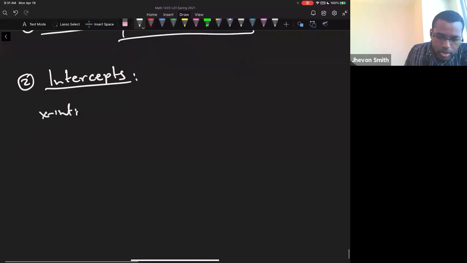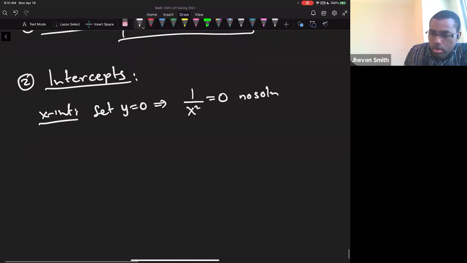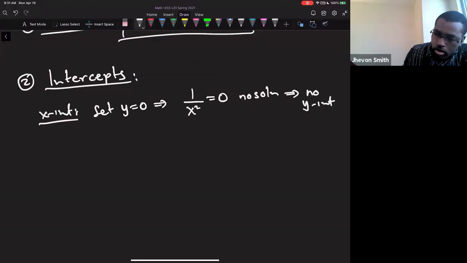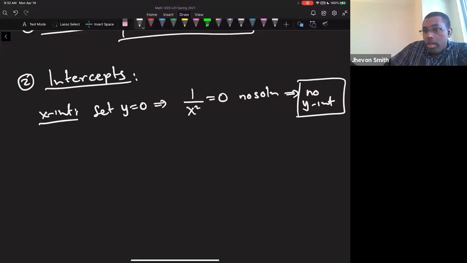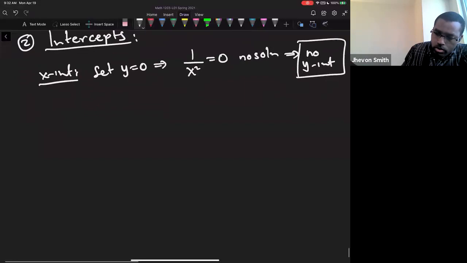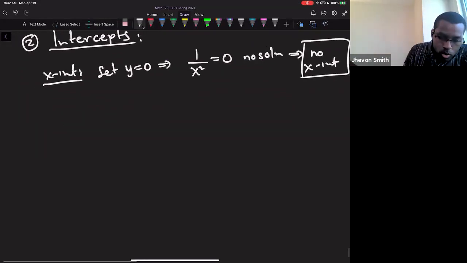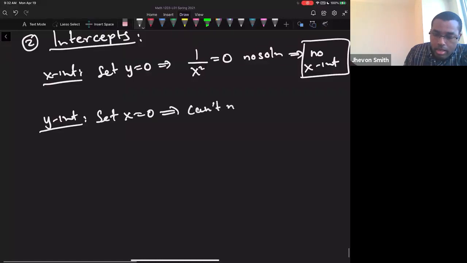So for the x-intercept, set y equals 0. This means that 1 over x squared equals 0, and you have no solution. No x-intercept. We know it has no solution because a fraction can only be zero if the numerator is zero, and the numerator here is a constant one. It's never going to be zero, no matter what x is. So no x-intercept. So our graph should not touch the x-axis. As for the y-intercept, here you're going to set x equals zero. Can't, not in domain. So you also have no y-intercept.